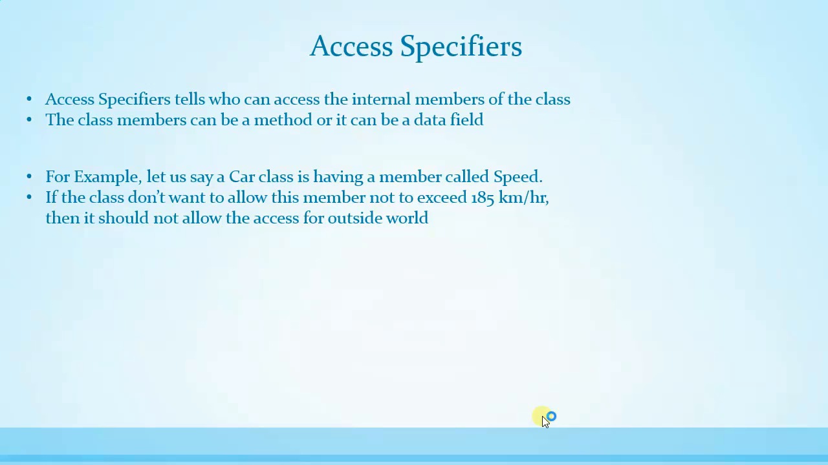So if a user of this car class changes the value without knowing the restriction, the class cannot do anything about it. That means it doesn't have control over this particular member.